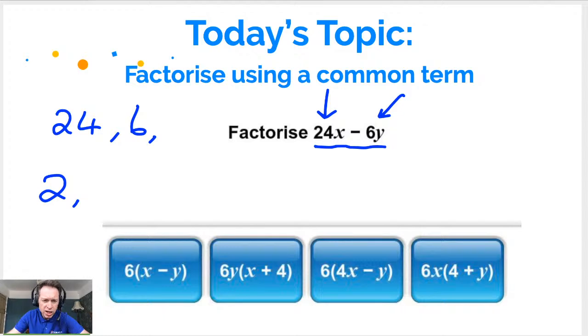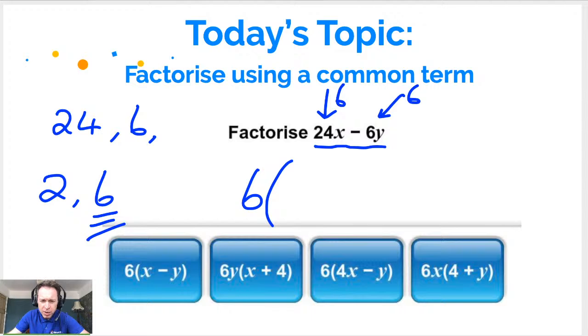Also, 6 goes into both of these, and when you factorise, you always use the largest number that you can that's a factor of both. So 6 goes into 24 and 6 goes into 6. So I'll just leave the 6 outside. That's pulled the number 6 out of this and pulled a 6 out of this.